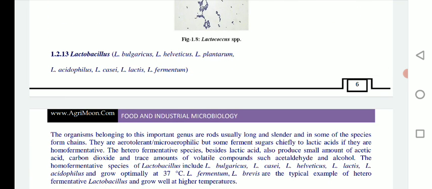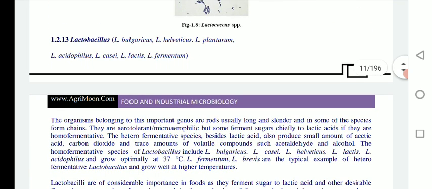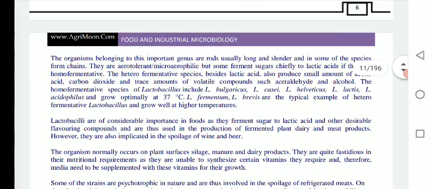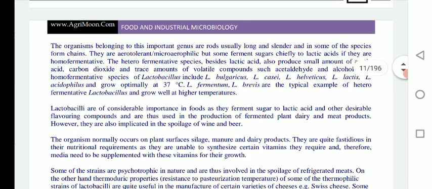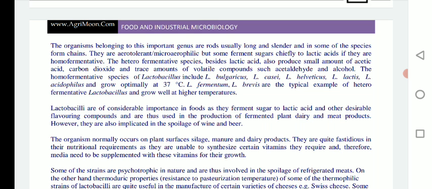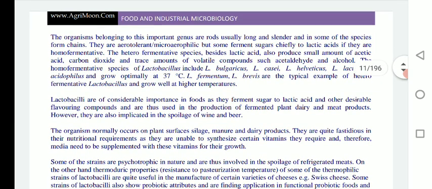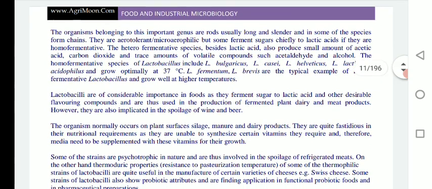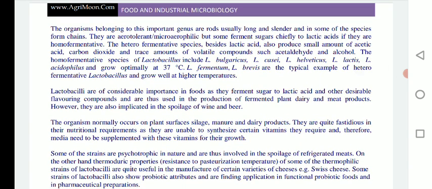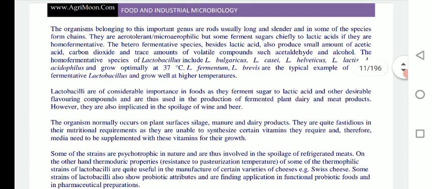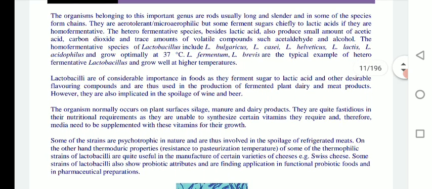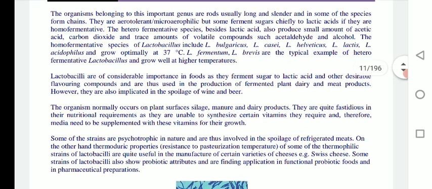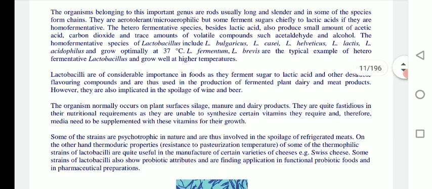Next is lactobacillus. It includes Lactobacillus bulgaricus, Lactobacillus helveticus, and Lactobacillus plantarum. These organisms belong to an important genus of rods, usually long and slender, and in some species they form chains. They are aerotolerant or microaerophilic, and some ferment sugars chiefly to lactic acid if they are homofermentative. The heterofermentative species, besides lactic acid, also produce small amounts of acetic acid, carbon dioxide, and trace amounts of volatile compounds such as aldehydes and alcohols.